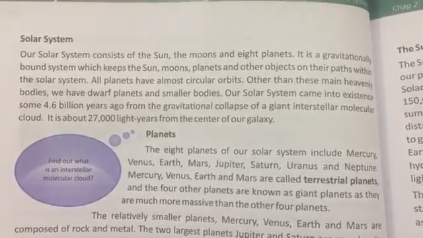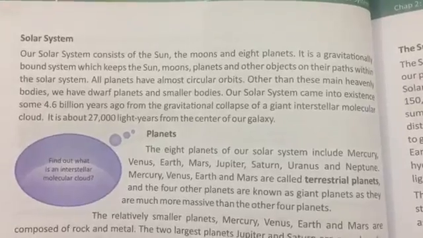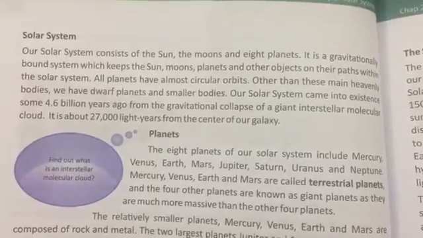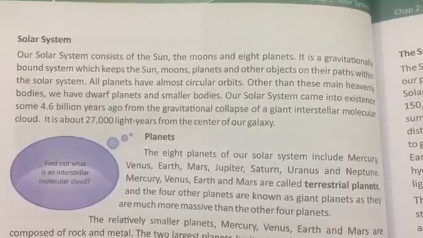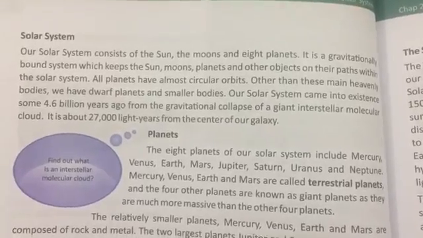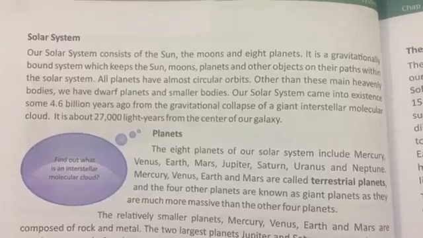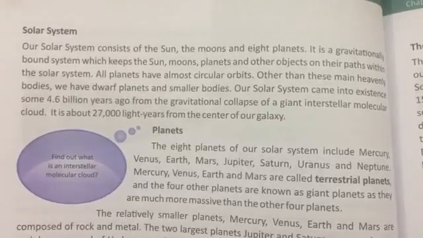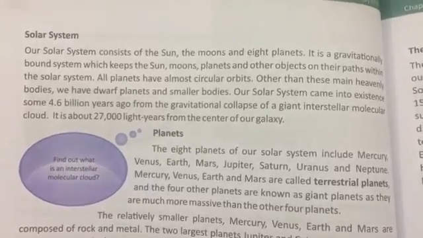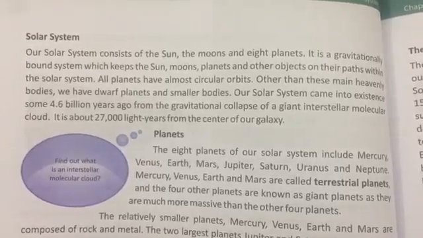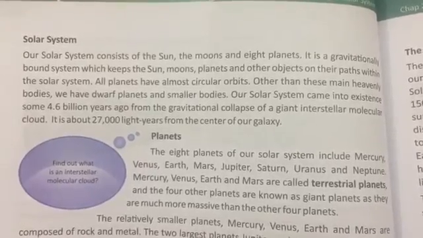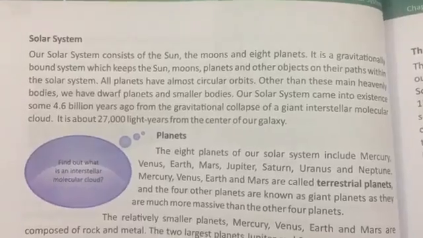If you imagine there is no gravitational force, what will happen? All the planets will disperse, they will move away from the solar system. So there is a gravitational force, and that gravitational force bounds the sun, the moons, and the planets to move in their given directions.